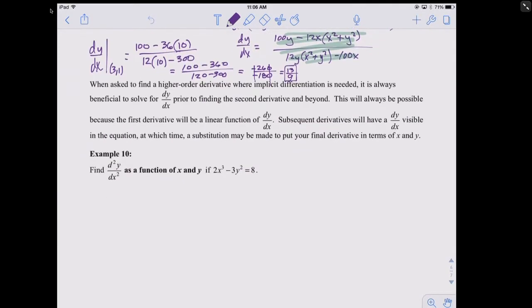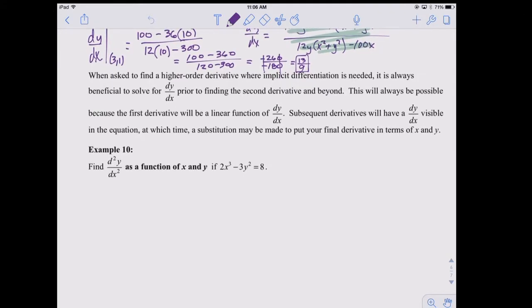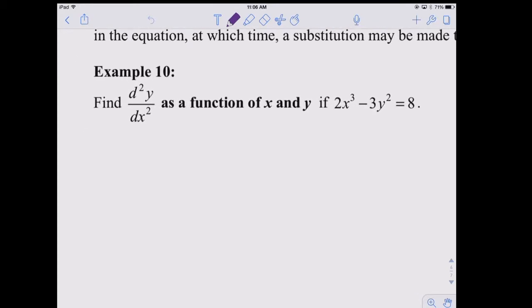Yeah, so we're on 2.7 finishing up here. Let me just explain what all those words mean. On example 10, it says to find that. So if you saw that, what would that mean to you? This is the second derivative of y with respect to x, right? And we're going to have to do it implicitly.